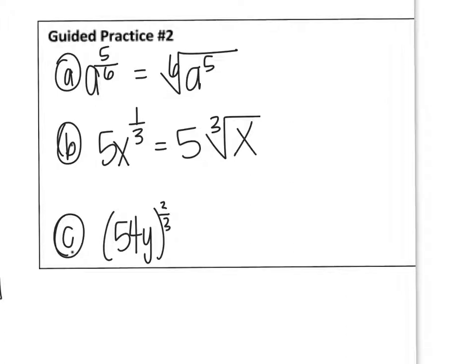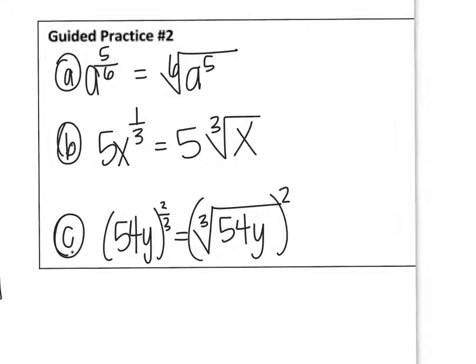And then C, we got to figure out a number. Let's just rewrite it. It's going to be the cube root of 54y, all squared. We got to figure out a number that can multiply by itself 3 times to give me 54. And there's not a whole number that will do that, but 27 does have a whole number that'll do it. Cube root of 27 is 3, and you can multiply 27 by 2 and get 54.